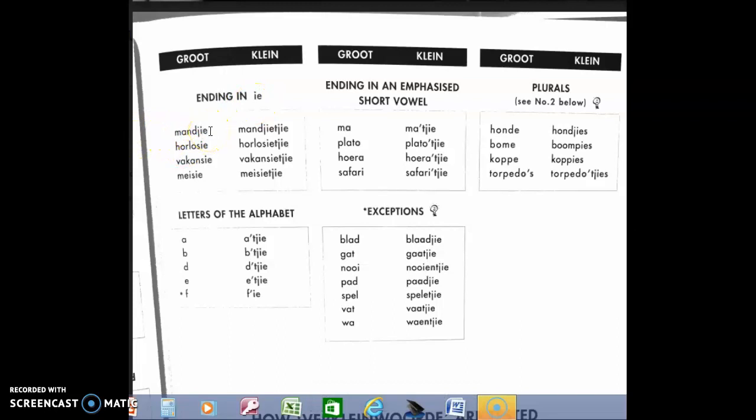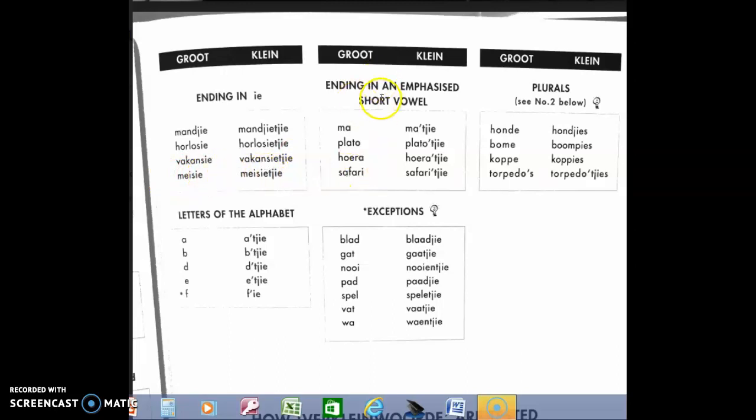Enige woord wat eindig in 'n ie. Mandjie, mandjiekie. Yeah, it's double. That's Afrikaans for you. Horlosie, horlosiekie. Vakansie, vakansietjie. Meisie, meisiekie.